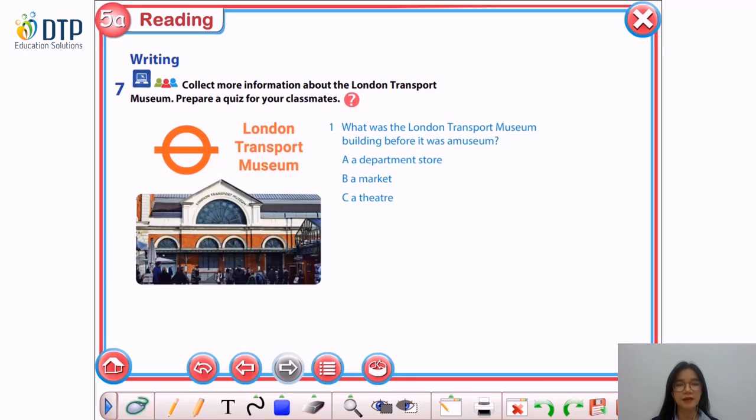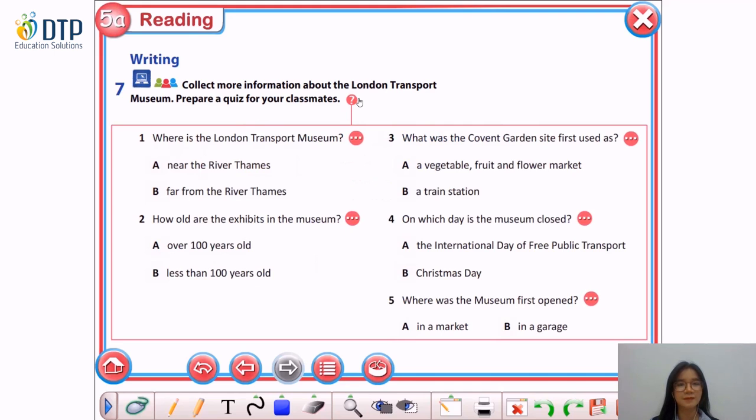Now it's your turn to take part in a quiz game. Let's see how much you know about the London Transport Museum. The first question, what is your answer? Is A the correct answer? Good job! How about question 2? What is your answer for this question?